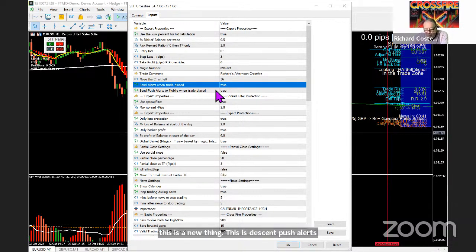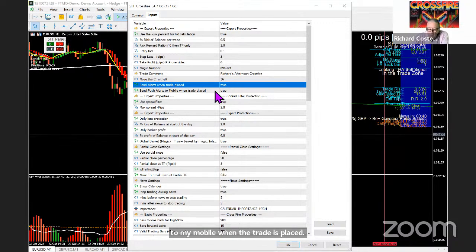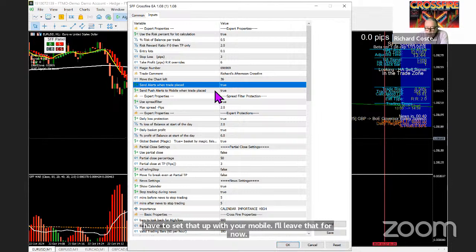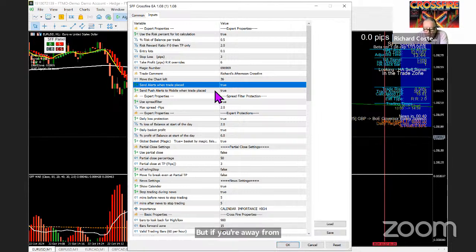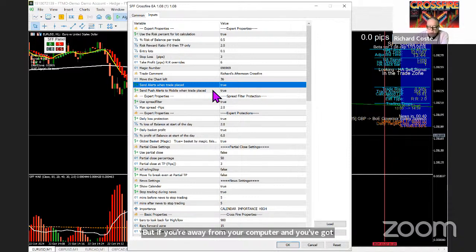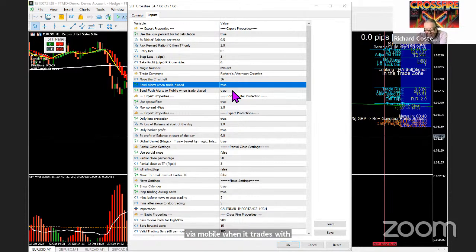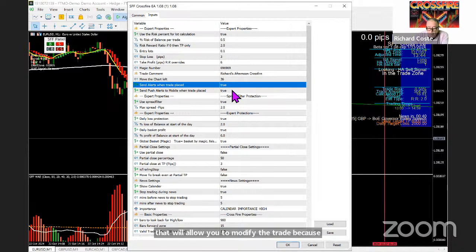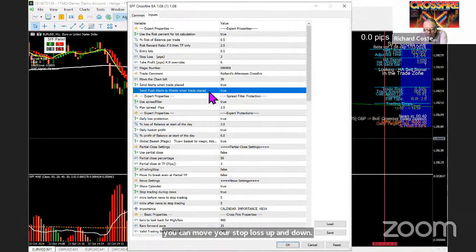You have to set that up with your mobile. I'll leave that for now. But if you're away from your computer and you've got access to your mobile, it'll send you an alert to your mobile when it enters a trade. That will allow you to modify the trade because you can adjust your stop loss, adjust your take profit, get out of a trade, move your stop loss up and down to break even, whatever you want to do. But that's a new setting that has just recently appeared.